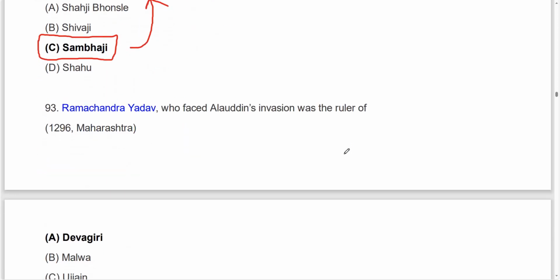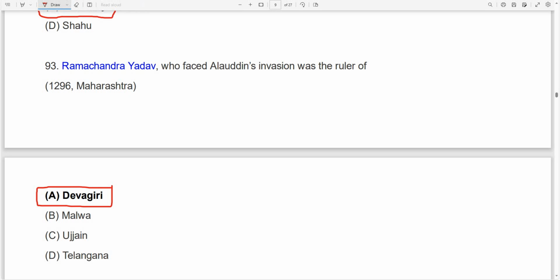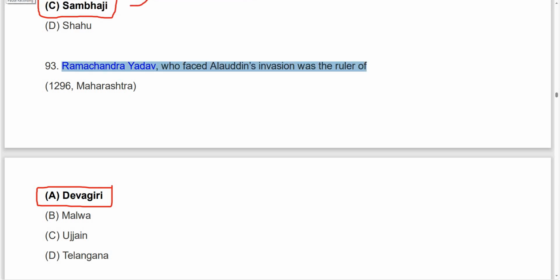Moving on, Ramachandra Yadava, who faced Alauddin's invasion, was the ruler of Devagiri, in present-day Maharashtra. He faced Alauddin's invasion in 1296. Ramachandra Yadava was the ruler of Devagiri. We have learnt it. Let's just get a bit more perspective into it.